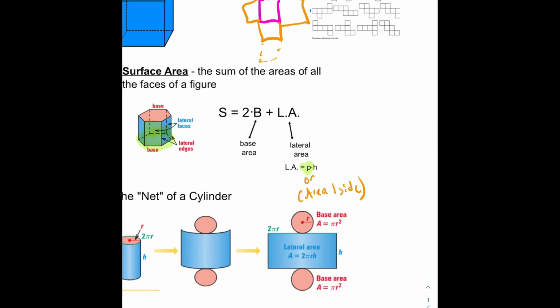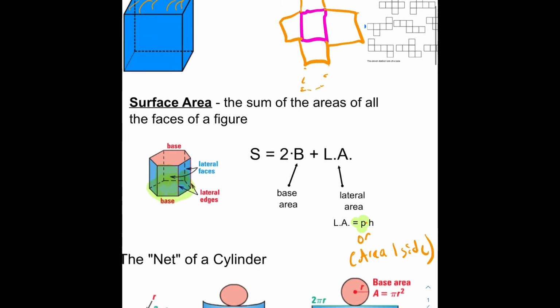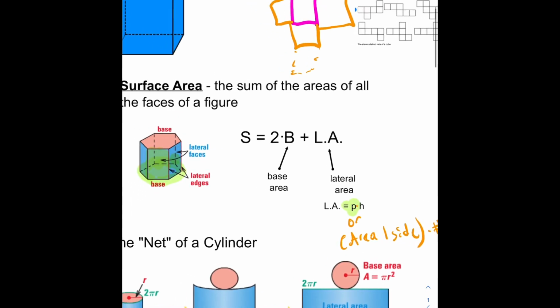Let's just make it generic. So area of one side times number of sides. So that would work for any example. So again, 2 ways to think about it. You can find the perimeter and then multiply by the height, or you can find the area of one side and then multiply it by however many sides you have. And then you have to multiply your base by 2. Again, why do you multiply the base by 2? Because you have a top and a bottom.